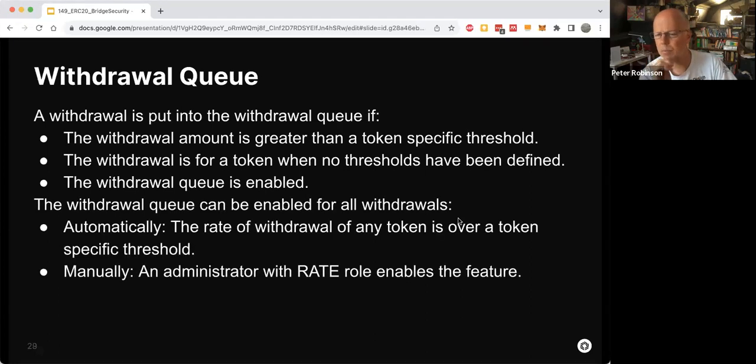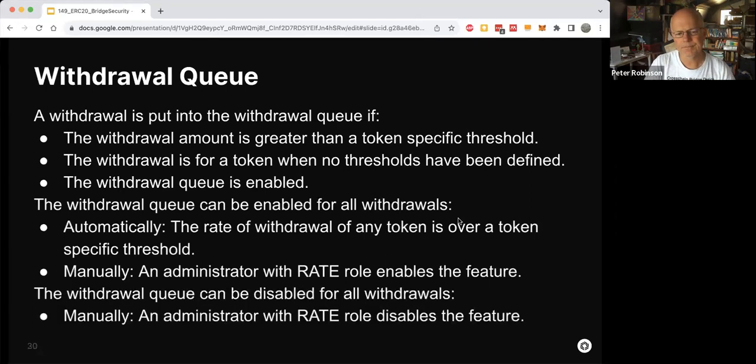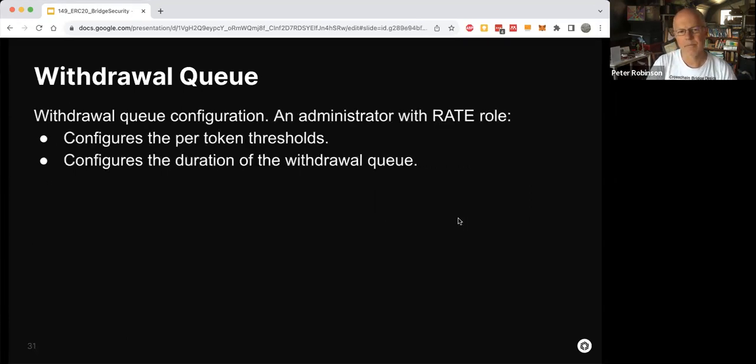So the withdrawal queue can be enabled automatically if the rate of withdrawal of any token is over a specific threshold, or manually if someone enables it who's got the rate privilege or rate role. And disabling the withdrawal queue can only be done manually. So there's no automatic disable. Yeah, so an administrator who's got this rate role is going to configure the thresholds and the duration of the withdrawal queue.